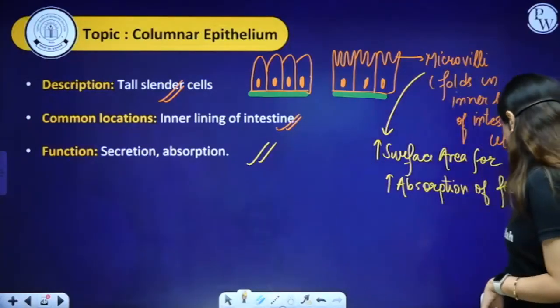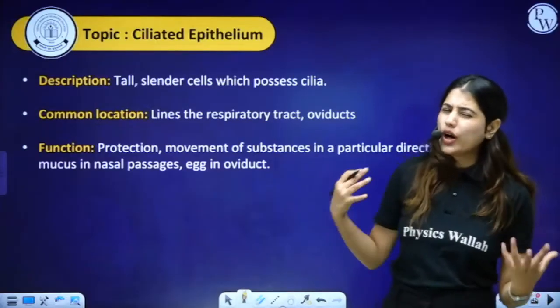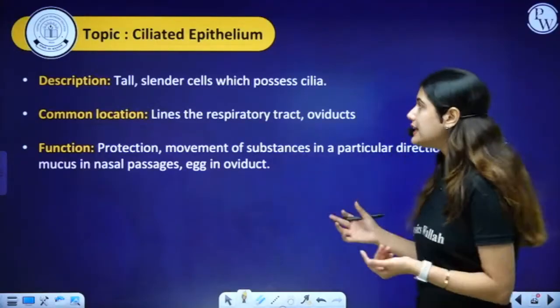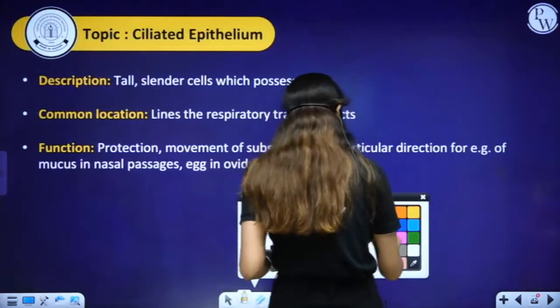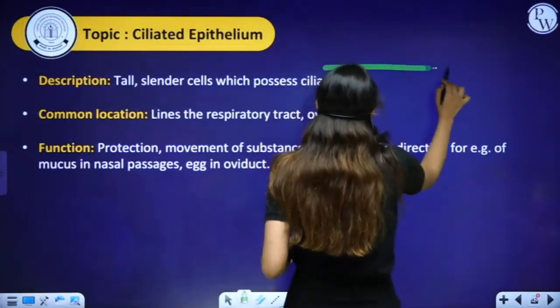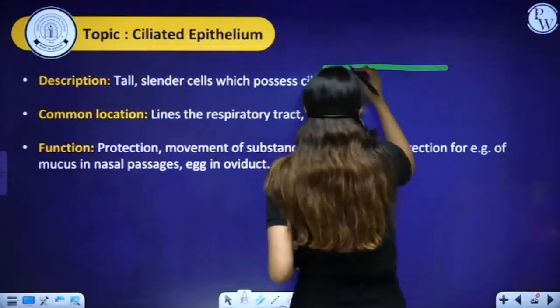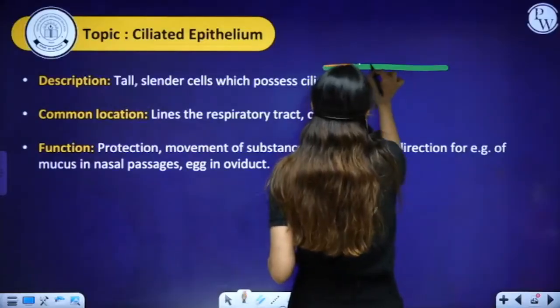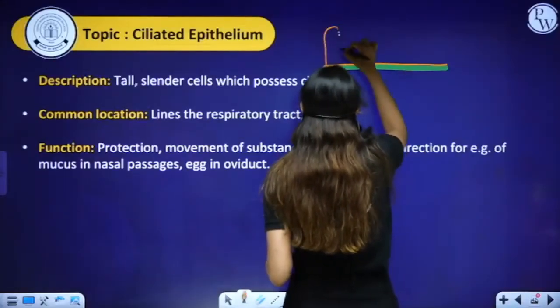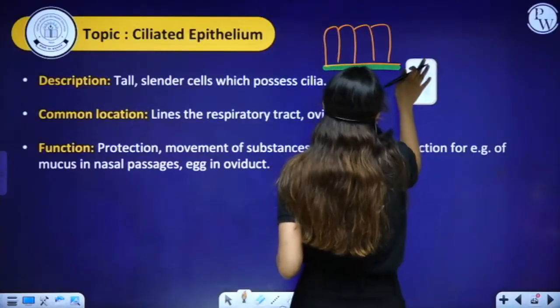Let's move ahead. Now we have ciliated epithelium. What is that now? Let's say we have again those tall columnar cells, that is the pillar-like cells. Right now they do not have the finger-like projections, right? If we look into the cells of these, the cells are going to be tall like these, right?